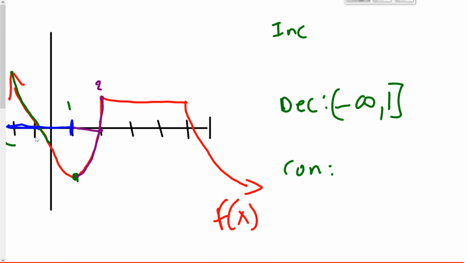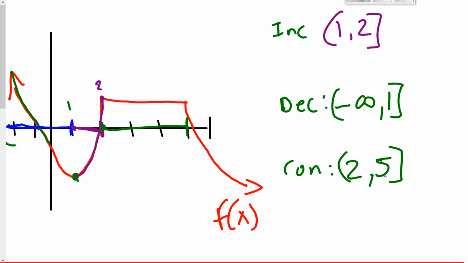Then it's increasing from this point up until this one, so that is from 1 to 2. So from 1 to 2, and since I did a bracket here on the decreasing, I'm going to do a parenthesis here and then do a bracket here. And now it's staying the same. I have a horizontal line from here to here. Okay, so horizontal would be constant. So that's from 2, and I already have a bracket around 2, so you can do a parenthesis until 5. Put a bracket around that.